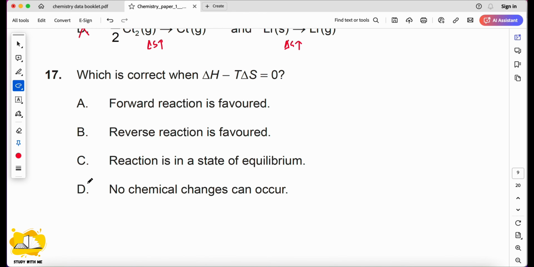Which is correct when delta H minus T delta S is 0? It's in equilibrium condition, because in the equilibrium condition delta G will be 0, it means the reaction occurs at equilibrium. If it's negative, it will be a forward reaction forming more product. If delta G is positive, it will be a reverse reaction forming more reactants. So the answer will be C.